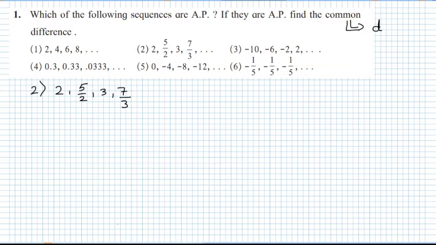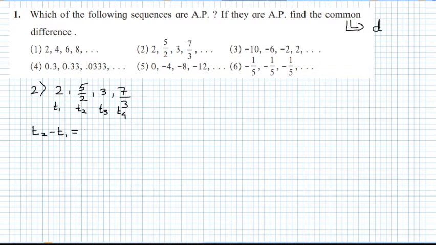Okay, so I have taken the first example: 2, 5 by 2, 3, 7 by 3. Let us check whether it is an AP or not. How can we know that? We just need to check whether d is constant or not. d is the common difference. Let me call these terms T1, T2, T3, and T4. The simplest way to check is T2 minus T1.